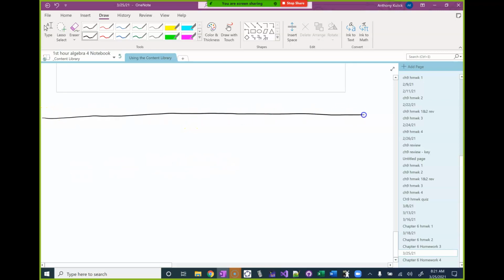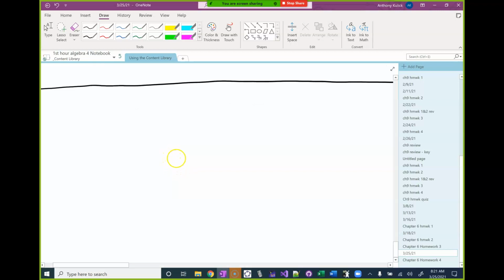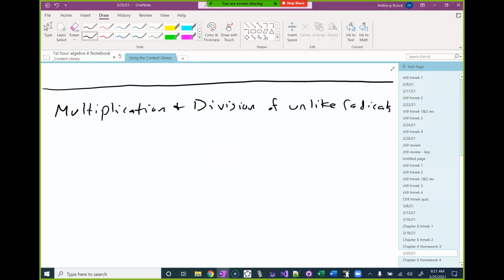Multiplication and division of unlike radicals. So what do I mean by unlike radicals? What if I wanted to multiply the square root of 2 and the cube root of 2? That's what I mean by unlike radicals, right? So the number under the radical is the same, but the type of radical is different. That's what we're going to talk about how to do today. Everybody on board with that plan? Okay. So this is our goal, is to figure out how to deal with this.